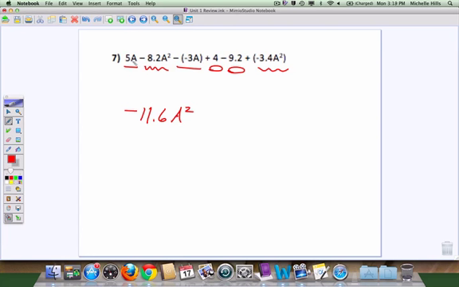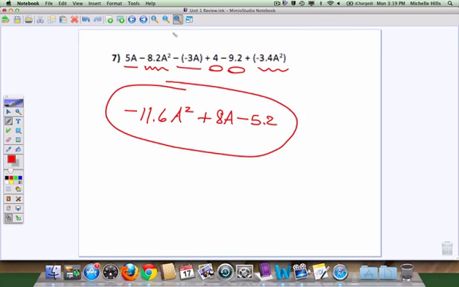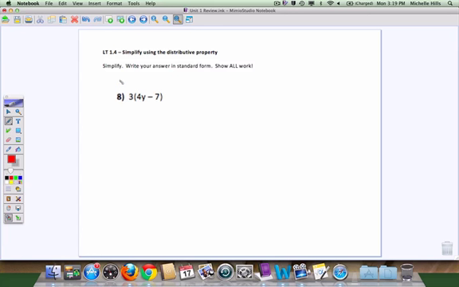Positive 5a minus negative 3a. If I take my calculator and punch in positive 5 minus negative 3, it's going to say positive 8, so plus 8a. And then my constant, positive 4 minus 9.2 is negative 5.2, so I write minus 5.2. Don't forget to circle your answer, and then go on to your next problem.